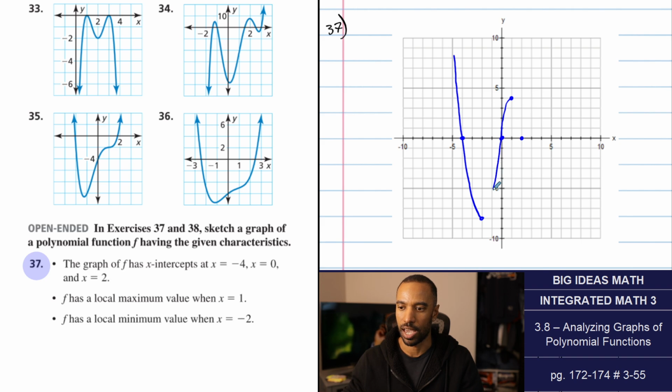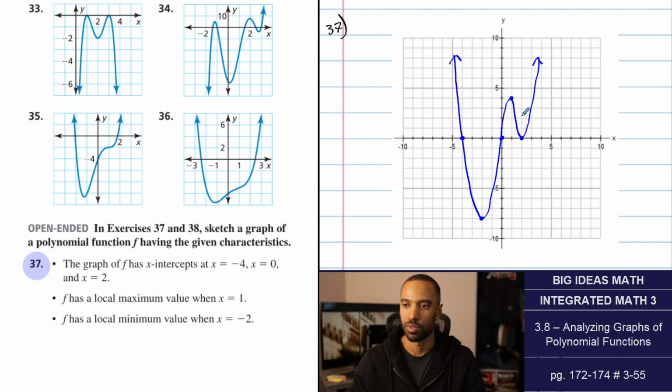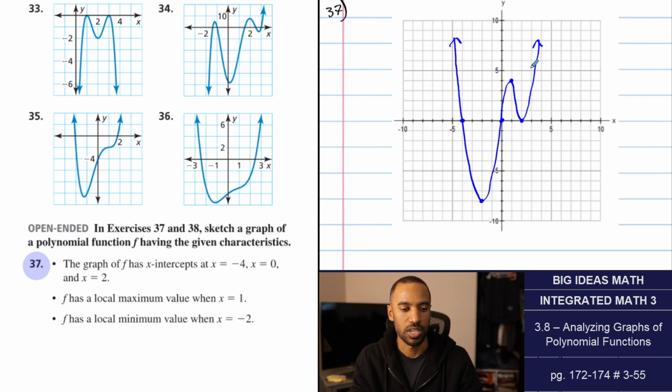So I'm going to go through these guys, okay? Local min here, local max here. No one says this has to go through down like this. What if this does this? What if it hits right there and bounces off? We don't know. All right, that could be your graph for 37, as long as it has those x-intercepts.